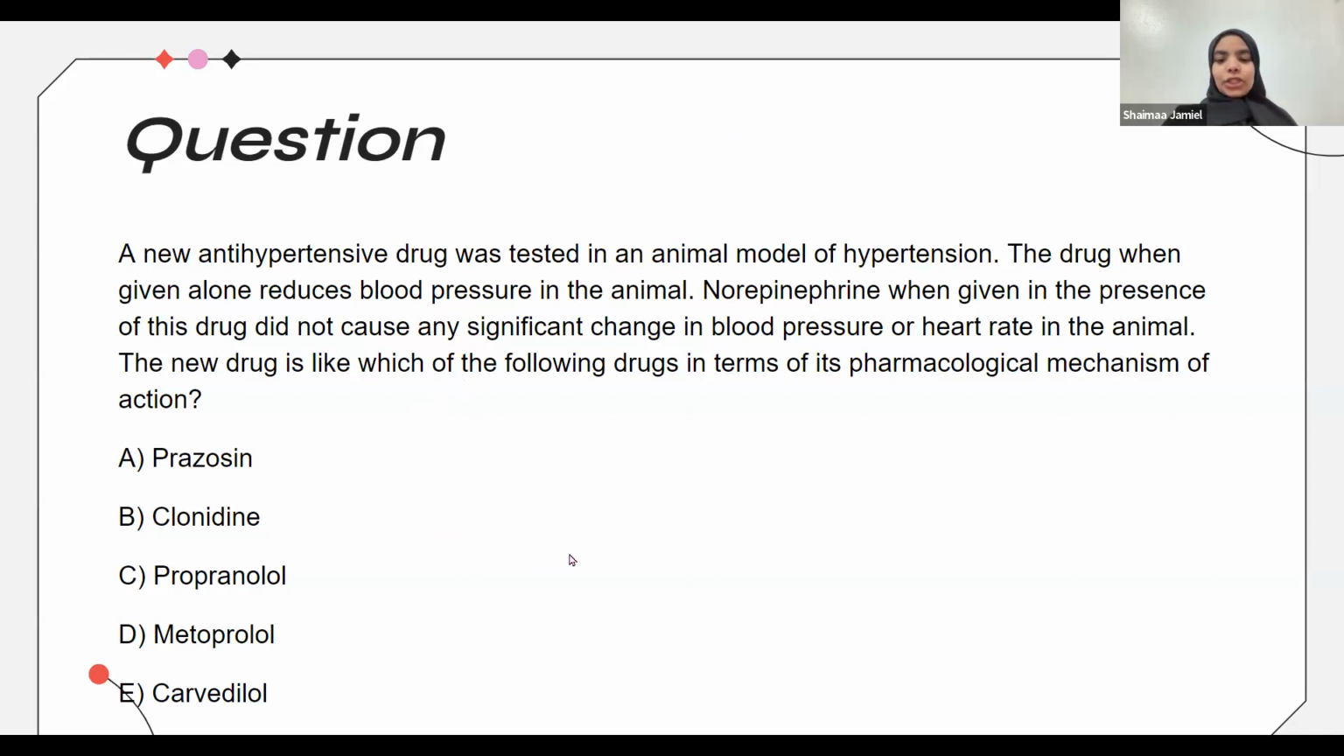Okay. So prazosin, what does it block? Alpha 1, okay. I don't know about clonidine. Propranolol, what does it block? Beta 1 and beta 2. Metoprolol. Clonidine, I think clonidine is alpha 2, but I think if you didn't take it, it's fine. If it wasn't, yeah. Was it in the lecture? Yeah. Thank you.